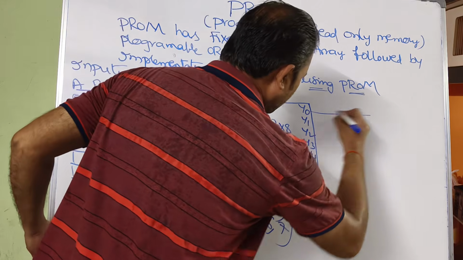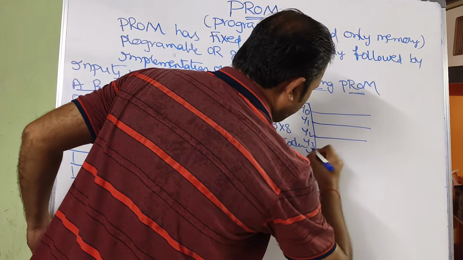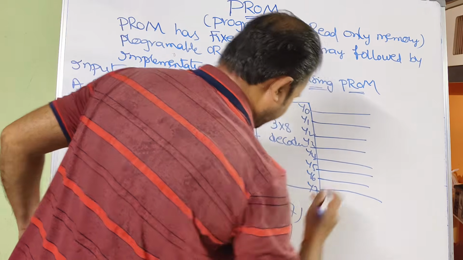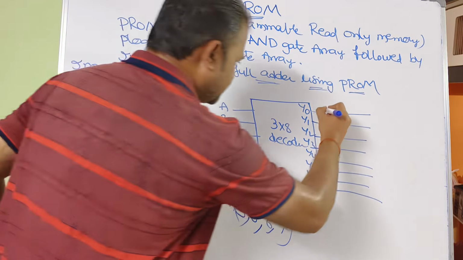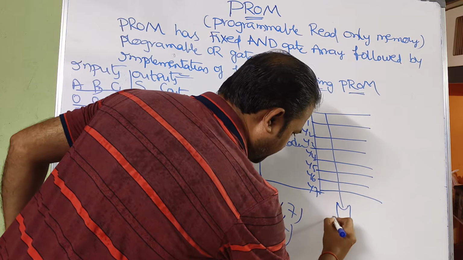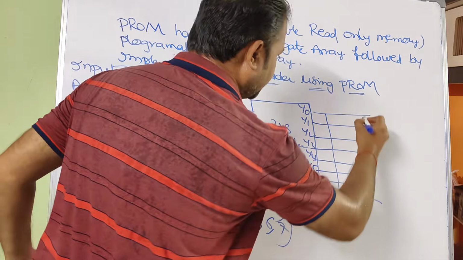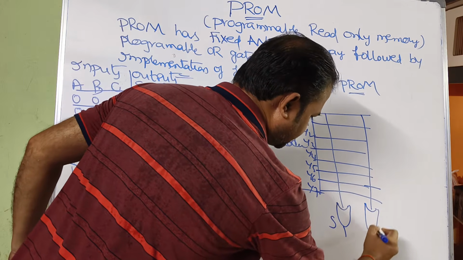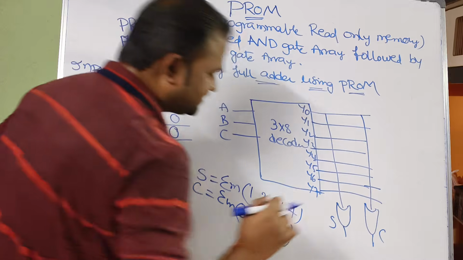So we have 8 outputs: Y0, Y1, Y2, Y3, Y4, Y5, Y6, and Y7 lines. And we have 2 outputs. What is the first output? The first output is sum, so this is an OR gate. The second output is carry, so this OR gate is nothing but carry.